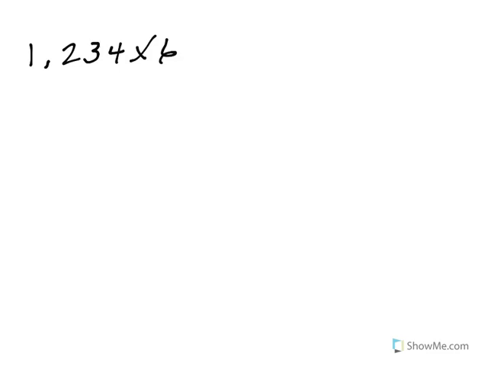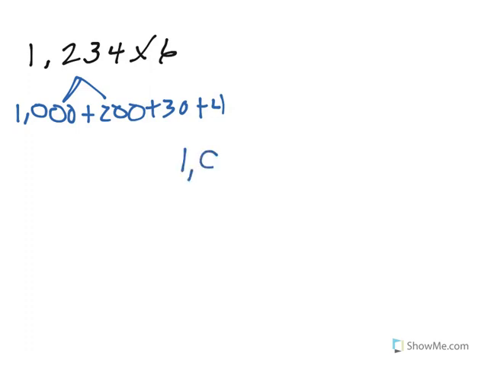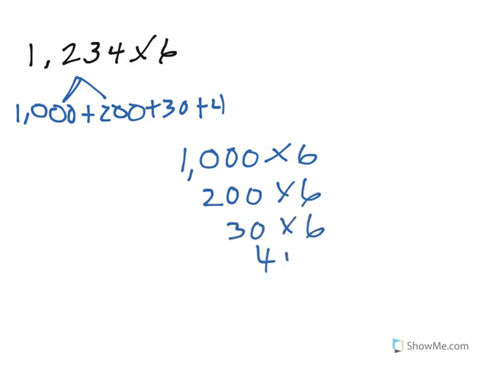We have 1,234 times 6. We need to start by decomposing the 1,234. If we decompose this number, what would it be? That's correct. 1,000 plus 200 plus 30 plus 4. Then I'm going to write it out step by step. 1,000 times 6, then 200 times 6, then 30 times 6, and then 4 times 6.